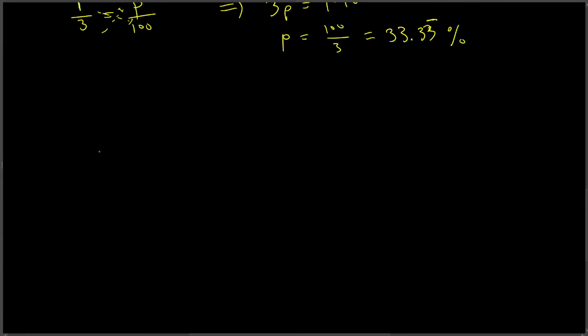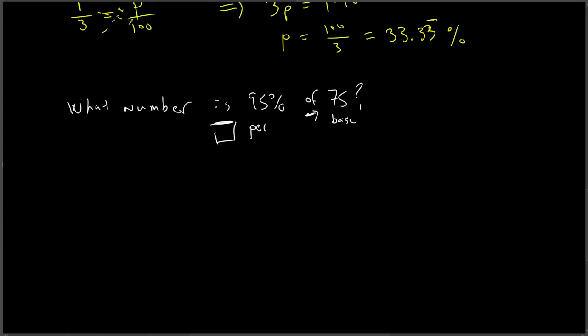And let's look at another one. We'll notice we're looking at all the different options we can get with what is the known and the unknown. What number is 95% of 75? Here's my is. The of links the base and the percent. And so this is my amount. So my amount over my base is equal to 95 over 100.